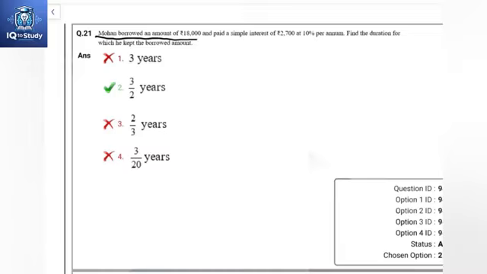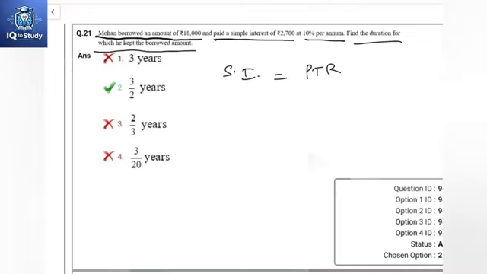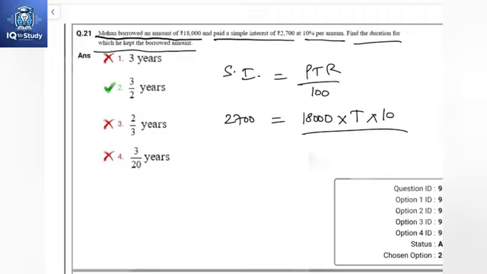Mohan borrowed an amount of 18,000 rupees and paid simple interest of 2,700 rupees at 10% per annum. Find the duration which he kept the borrowed amount. We know that simple interest SI is equal to PTR by 100. According to the question, simple interest is 2,700 and principal is 18,000 and time is, we have to find that, and rate of interest is 10% per annum. Let's simplify this.